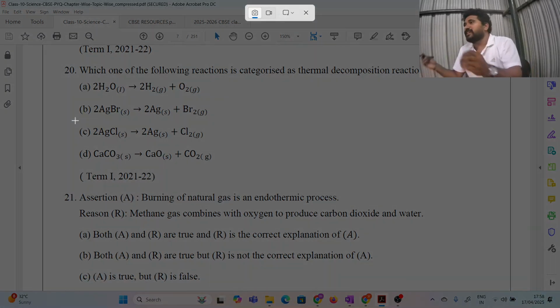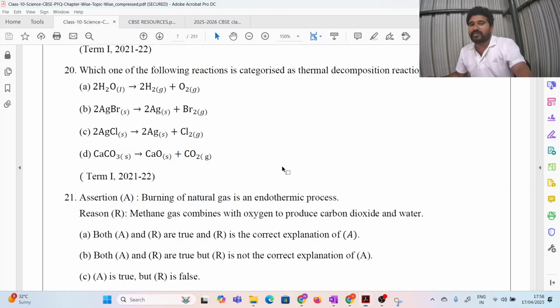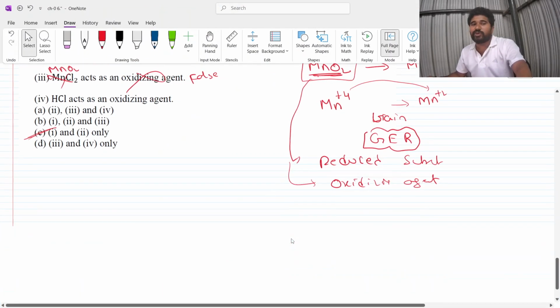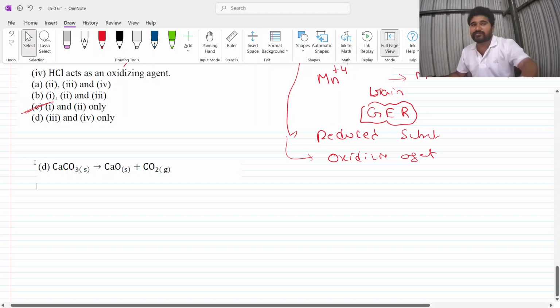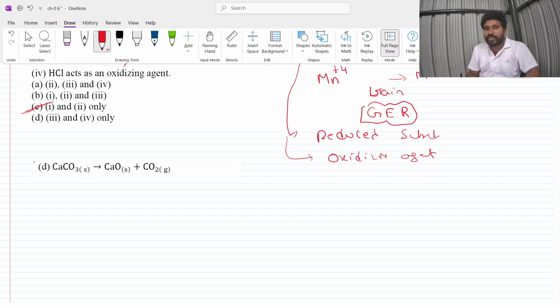You will always say zinc. Okay? Yes or no? CaCO3, calcium carbonate, I expected, or what am I expecting? Limestone. Yes or no? It is limestone. See this? CaCO3 is limestone. What is CaO? Quicklime. Correct?